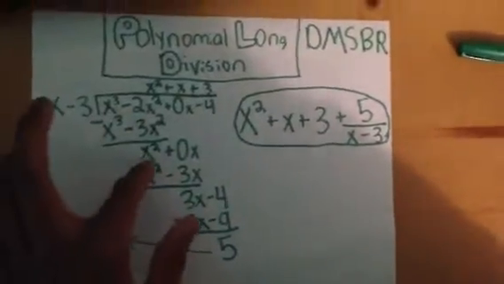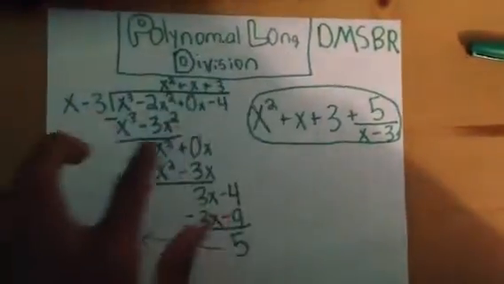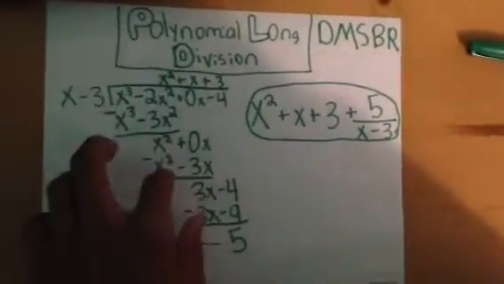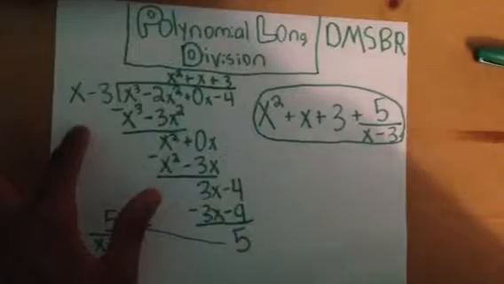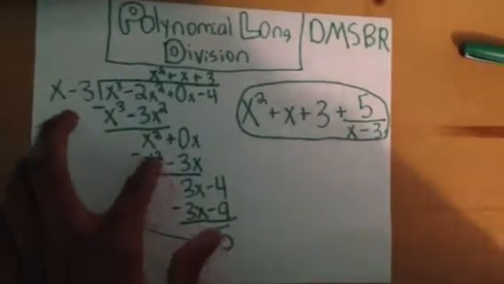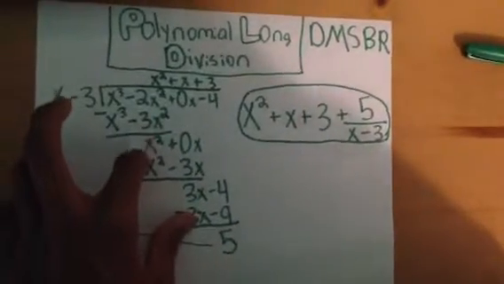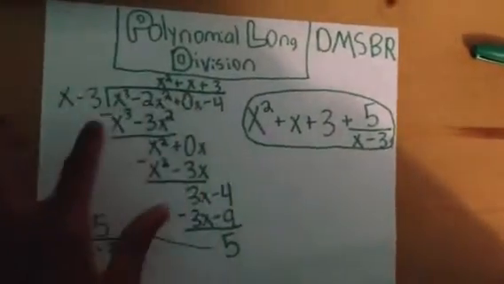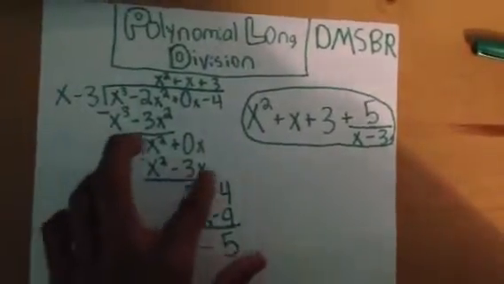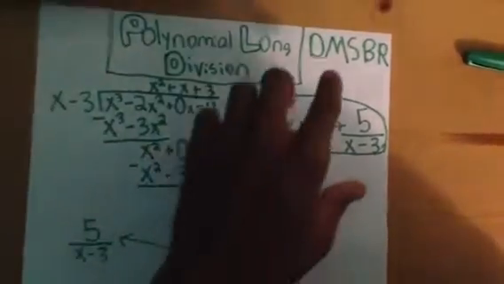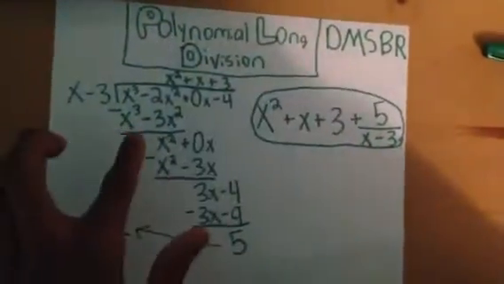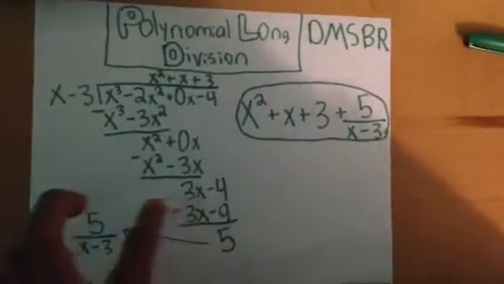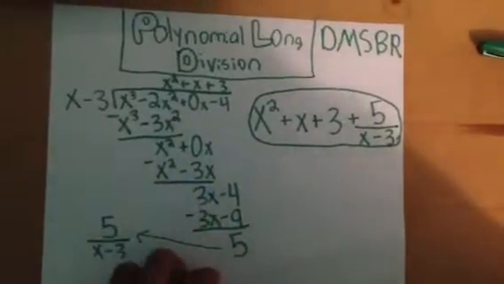So, x squared plus 0x, divide. X squared divided by x is x. X times x equals x squared. They're the same term, so that means we did it correctly. X times -3 is -3x. Next, we subtract. X squared plus 0x minus x squared minus 3x gives us 3x.